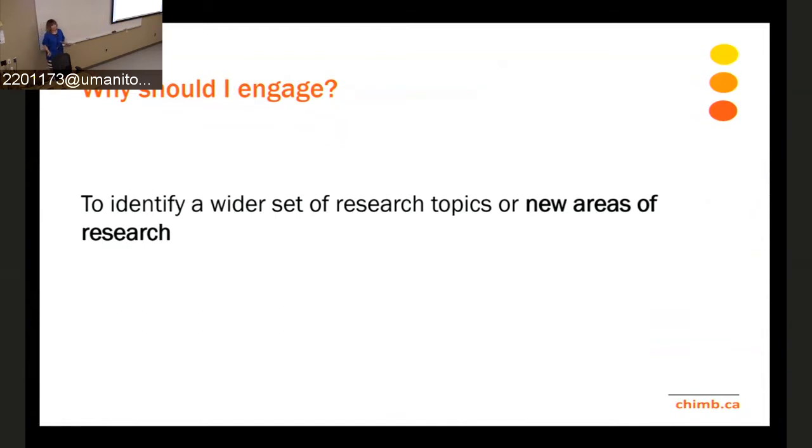To identify a wider set of research topics. This happens a lot. A lot of times you get people together to talk about one specific issue, maybe it's a chronic health condition. And what happens is people with lived experience might bring up other pieces of the puzzle, right?